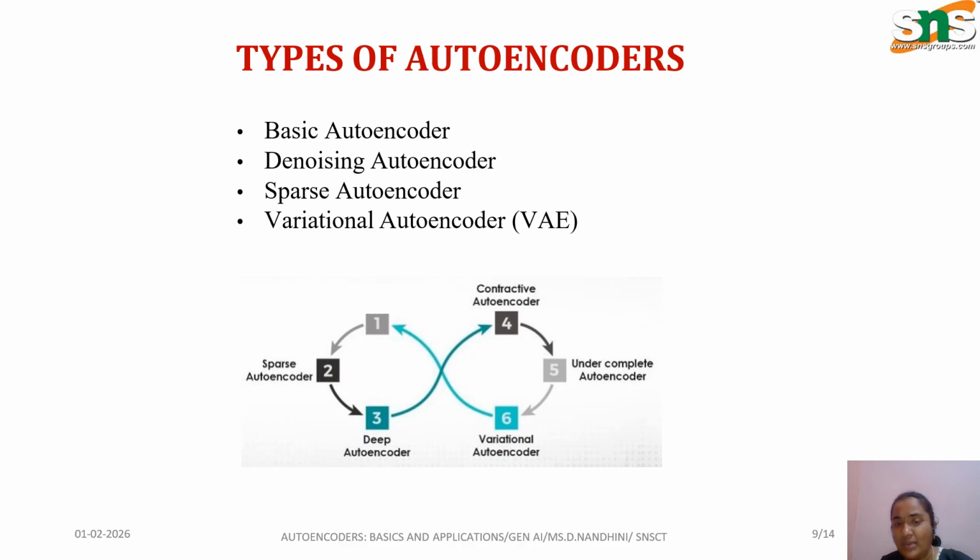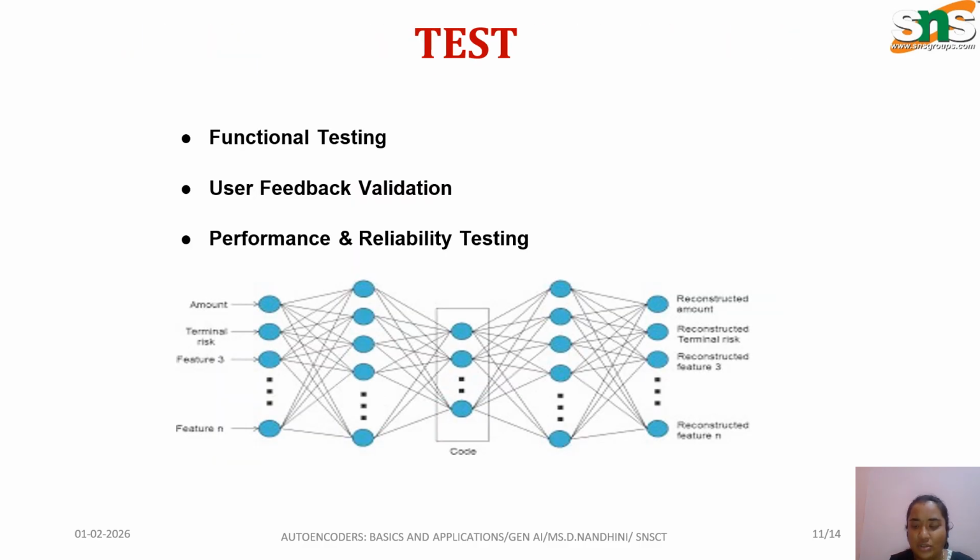Next, there are some types of autoencoders: basic autoencoder, denoising autoencoder, sparse autoencoder, and variational autoencoders. Applications are used here. At last, how we are going to test and evaluate these, the improvement phase. Here, functional testing, user feedback validation, and performance and reliability testing are used. So model outputs are tested and refined. Compare the original and reconstructed data, measure the reconstruction error, and improve the accuracy by tuning the parameters. The applications tested here are fraud detection, industrial fault detection, and medical image enhancement.